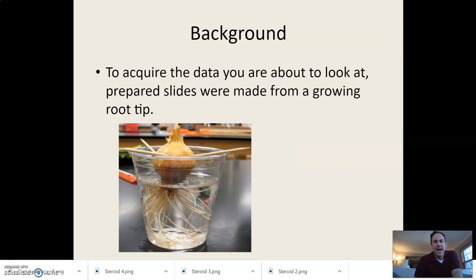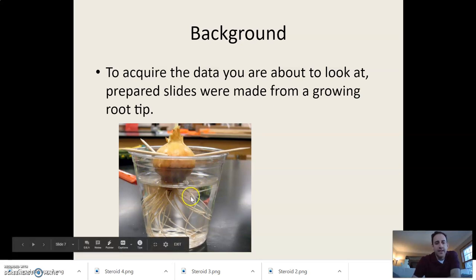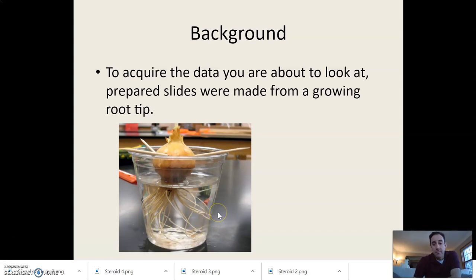So how was this data acquired? Someone would need to actually look at cells in the midst of mitosis. So they set up an onion, a regular old onion that you'd buy at the grocery store, and grow it in some solution. This is called hydroponics, with nutrients and whatnot. The roots are going to grow into this nutrient-rich solution. If the roots are growing, by golly, mitosis must be taking place.